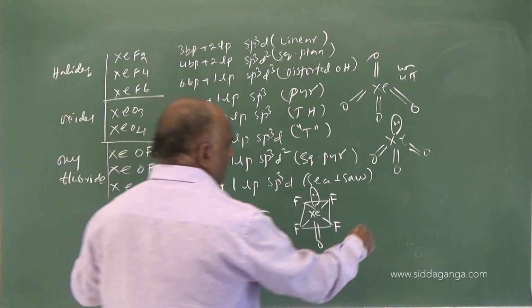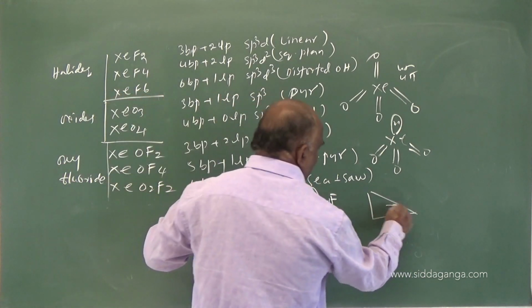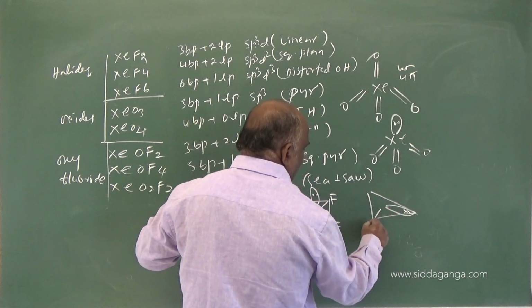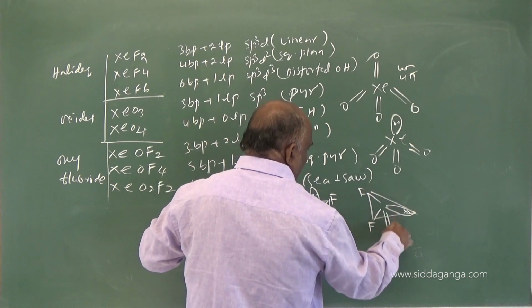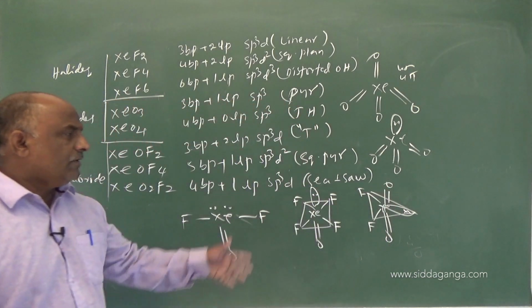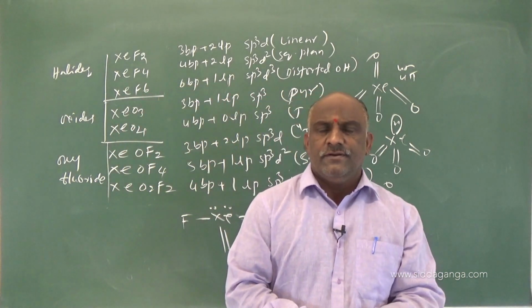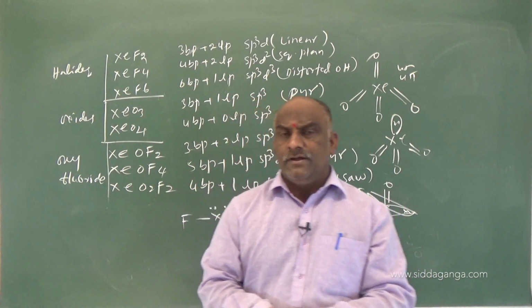While coming to XeO2F2, how many lone pairs? 1 lone pair is occupied in the equatorial position. And this is F, this is F, this is O, and this is O, XeO2F2. Seesaw shape. So, this type of geometry we can calculate with respect to that formula.